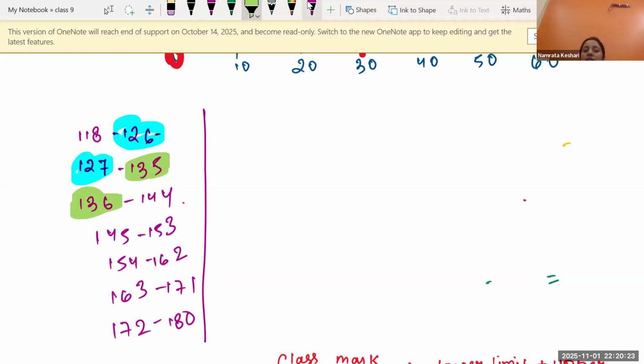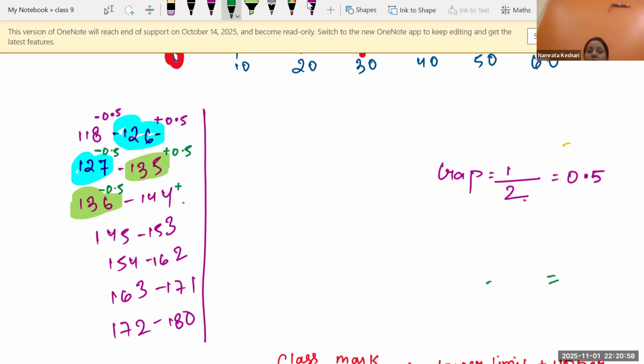So what we do, we take the gap, that is 1, and we always divide it by 2. Here you will be getting 1 by 2, which means 0.5. We subtract this 0.5 from the lower limit and add the same 0.5 in the upper limit of the class interval. If we keep on doing the calculation this way, then our data will become continuous grouped data.